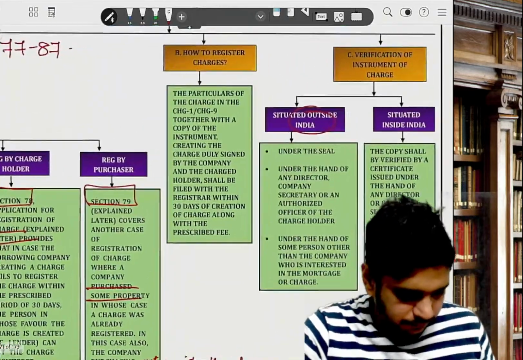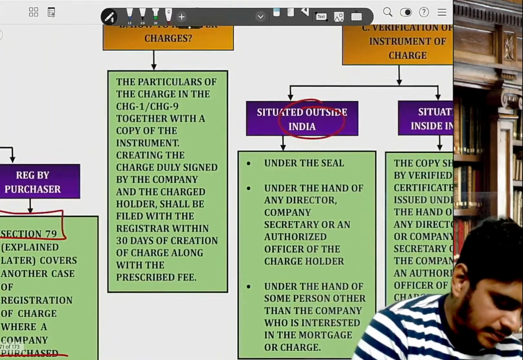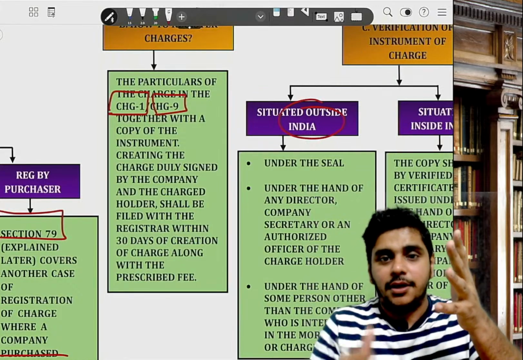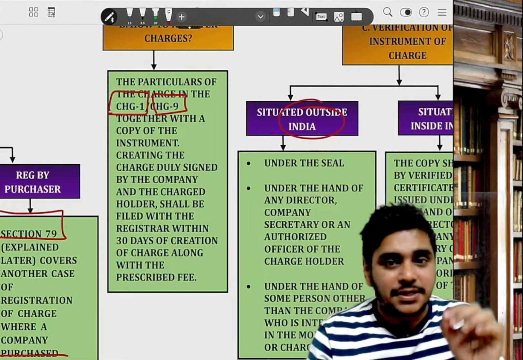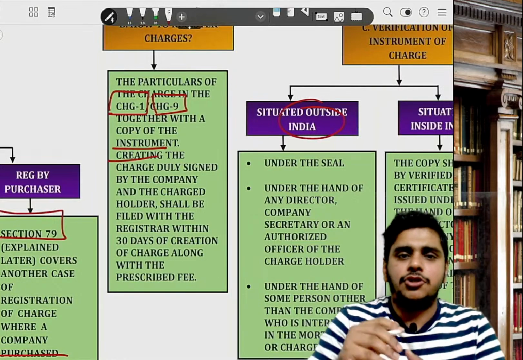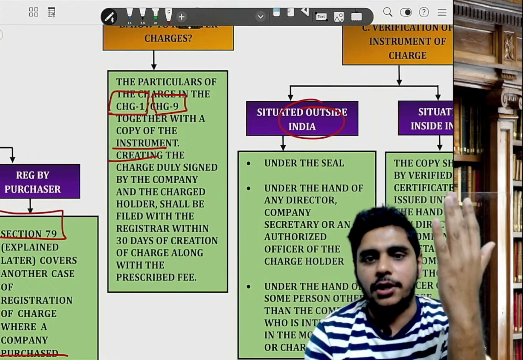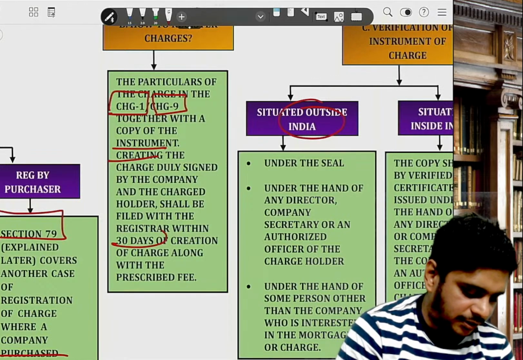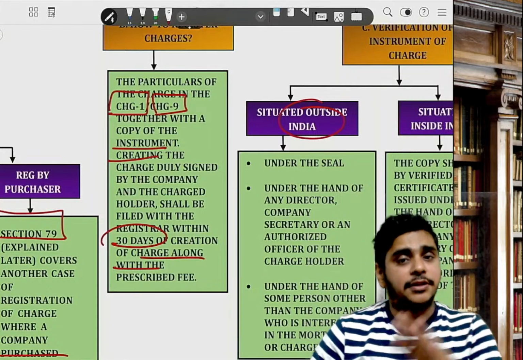Section 77 company, 78 charge holder, 79 purchaser. Now see. The particulars of charge created are filed in form number CHG1, that's normal. CHG9, if you remember 9, debenture. So for all the assets, CHG1; for debenture, CHG9, together with the copy of the instrument creating the charge. The instrument creating the charge means the loan agreement, signed by the company and the charge holder, and it shall be filed with the ROC within 30 days of creating the charge along with the prescribed fee. So you have to register the charge within 30 days of creating the charge.